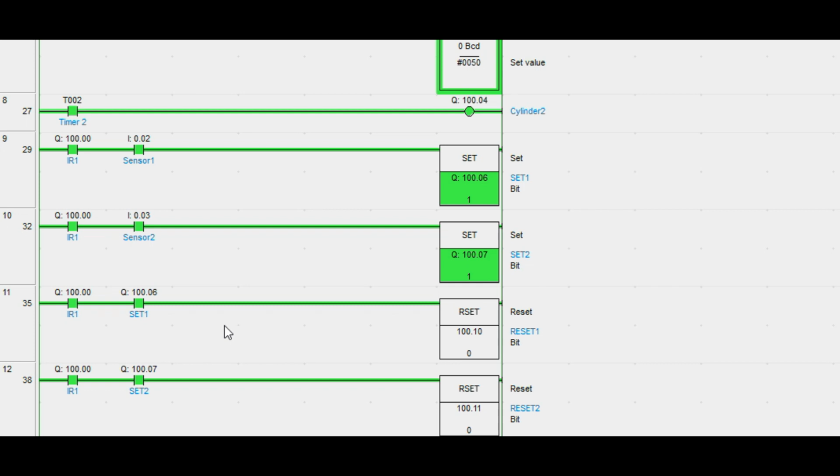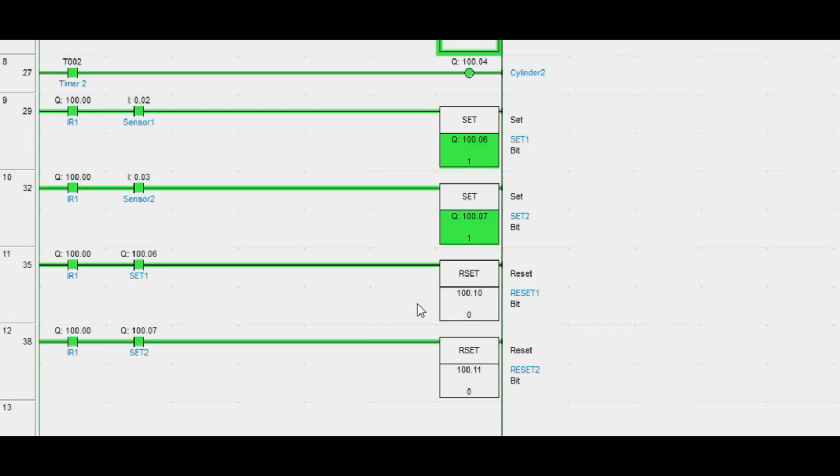So, at rung 11, set 1 is connected as a signal to reset 1, which will activate reset 1 if necessary. The process will be terminated on rung 2. And at rung 12, set 2 is connected as a signal to reset 2, which will activate reset 2 if necessary. The process will be terminated at rung 3.